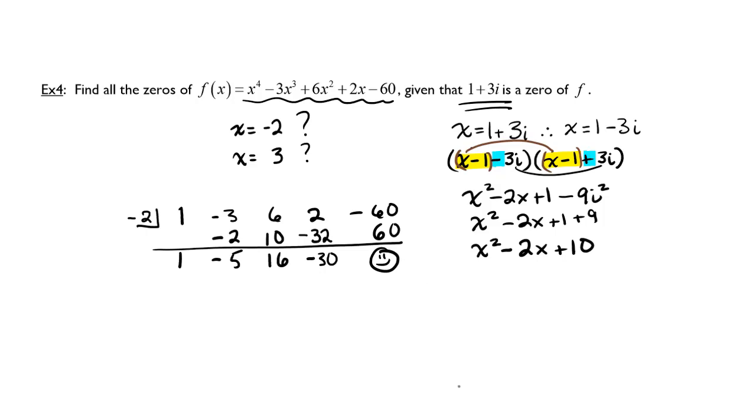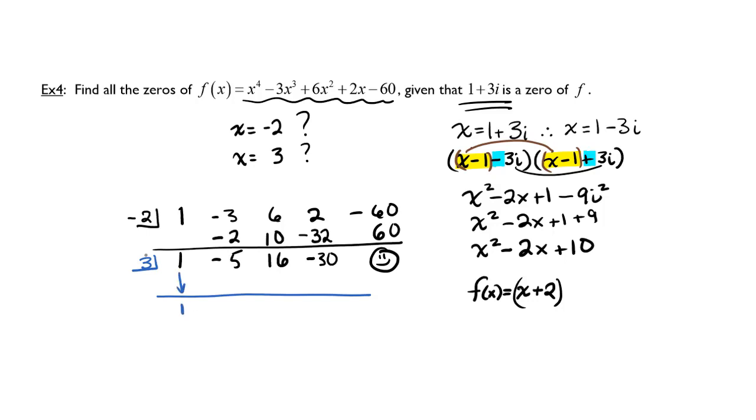Negative 2 is a zero of the polynomial, so I know that one of the factors of f of x so far is going to be x plus 2. Again, when I set this equal to 0, I know it will be negative 2. So now I'm going to recycle my polynomial using 3 as my root this time, and I'm going to hopefully show that 3 is another zero of the polynomial.